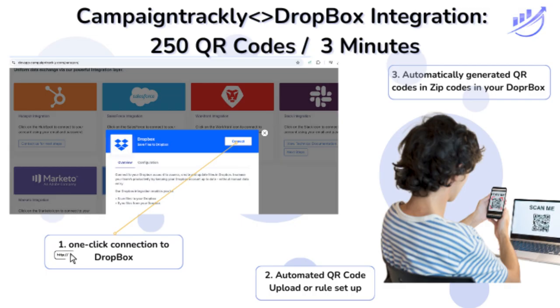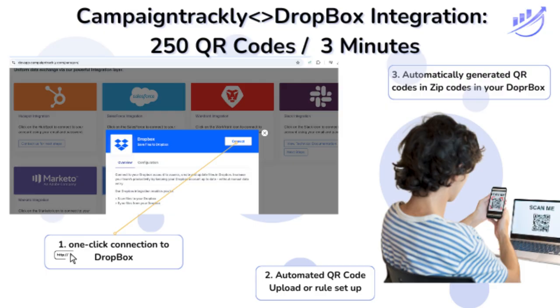My name is Melina, and today I will be talking to you about bulk QR code creation. Thanks to CampaignTrackly and Dropbox's advanced integration, we are now able to generate for you hundreds of QR codes in just a minute or so. How are we able to implement that?